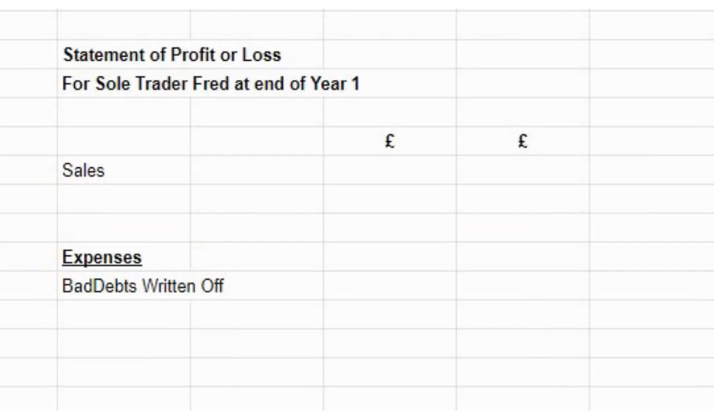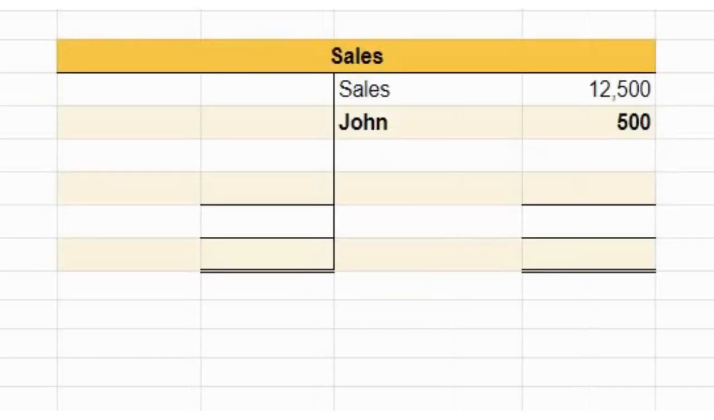And in this case, because we've just carried out one half of the double entry, we need to put the bad debt written off of £100 expense into the statement of profit or loss as we continue to build it. And this is the sales account.